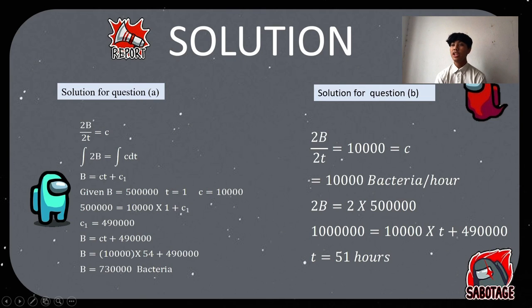Okay, for the solution for question B, we will get the equation like this: dB/dt equal to 10,000 equal to c. We will get 10,000 bacteria per hour. And then we need to do 2B equal to 2 times 500,000.